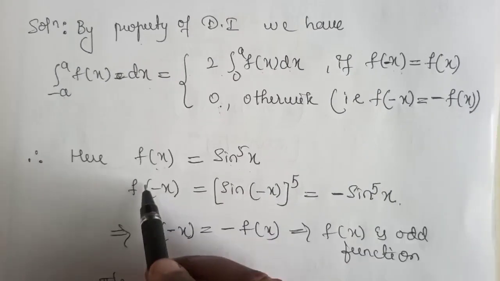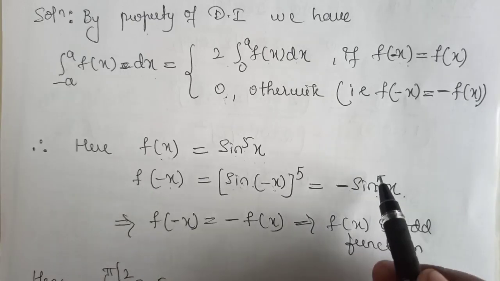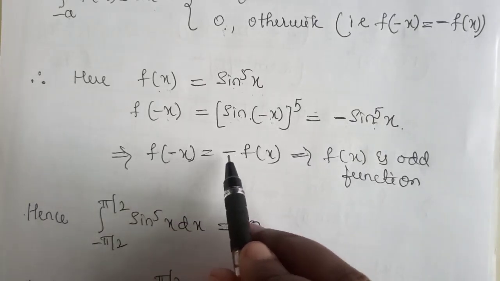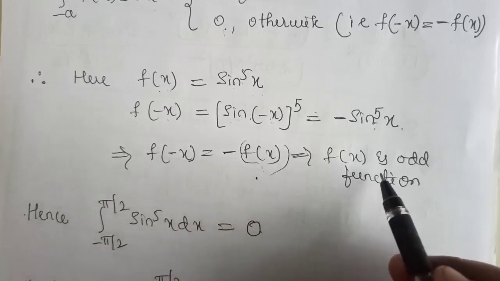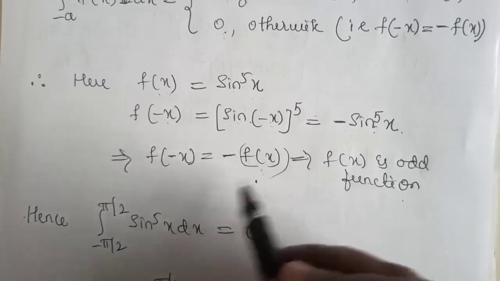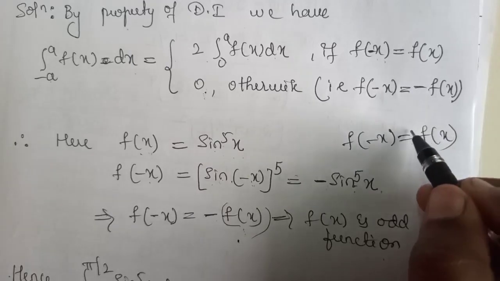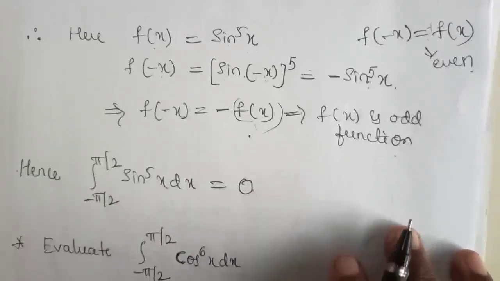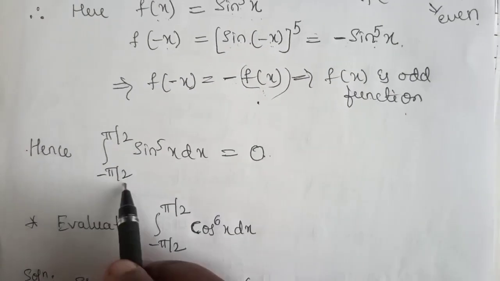If we replace x by minus x, we get sine of minus x. We know that sine of minus theta is equal to minus sine theta, and the power is 5. Therefore we get f of minus x equals minus of the given function. If we get minus of the given function, then it is the odd function. If we get f of minus x equal to f of x as it is, that means plus f of x, then we can say the given function is an even function. So this function is an odd function, and hence its value is equal to 0 by using this property.